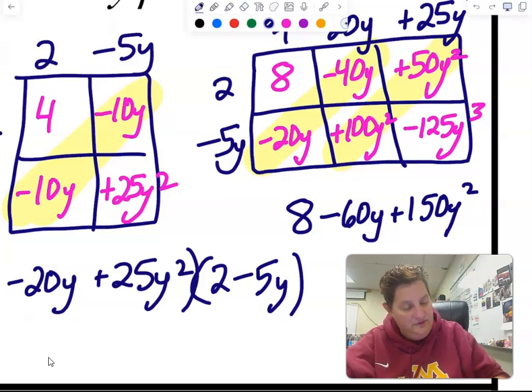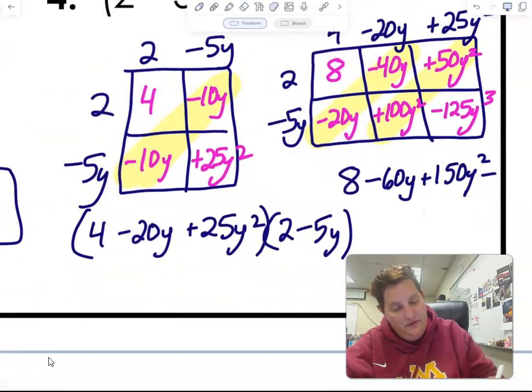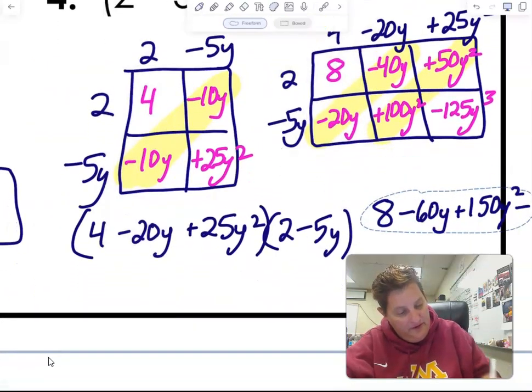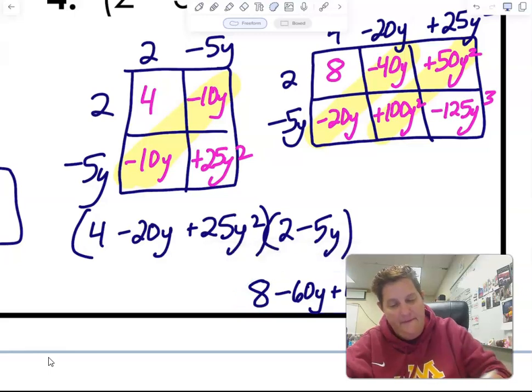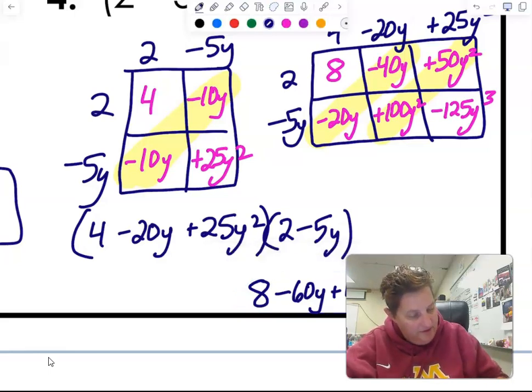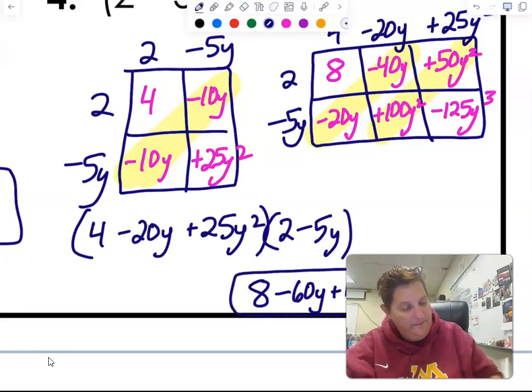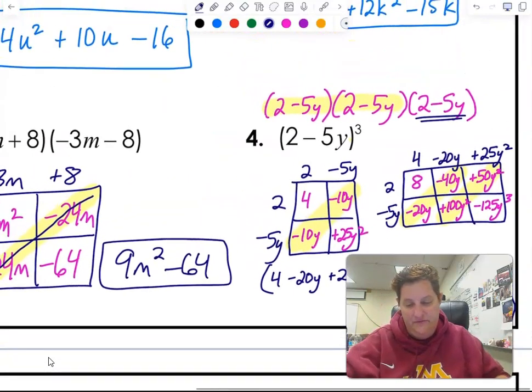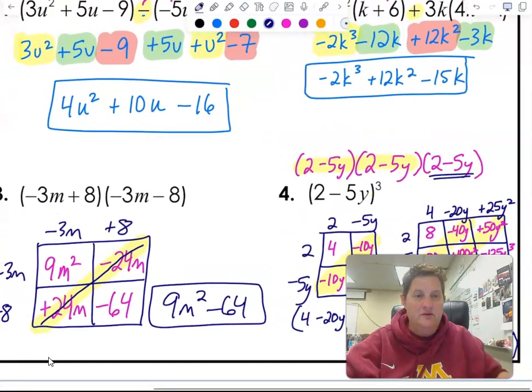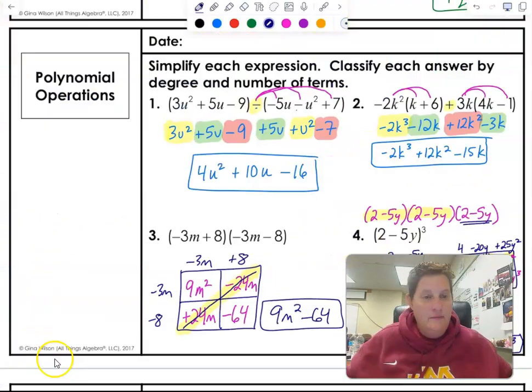And then my last term is minus 125y to the third. I'm not able to fit it here, so I'm going to move it down here. Okay. Minus 125y to the third. Alright. There is that section for you. Hopefully everything looks good.